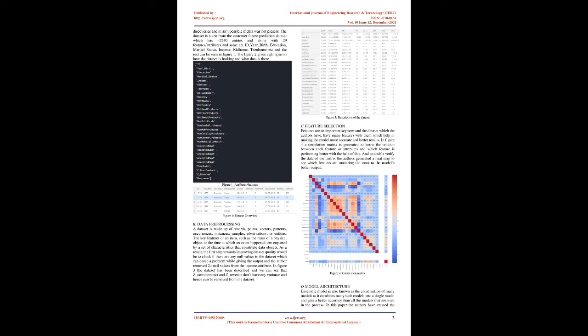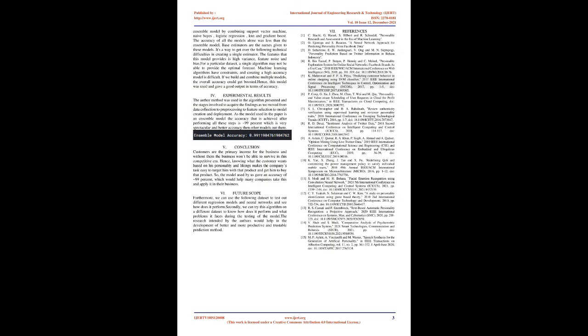As a result, the first step towards improving dataset quality would be to check if there are any null values in the dataset which can cause a problem while giving the output, and the author removed 24 null values from the income attribute. In figure 3 the dataset has been described and we can see that Z_CostContact and Z_Revenue don't have any variance and hence can be removed from the dataset.